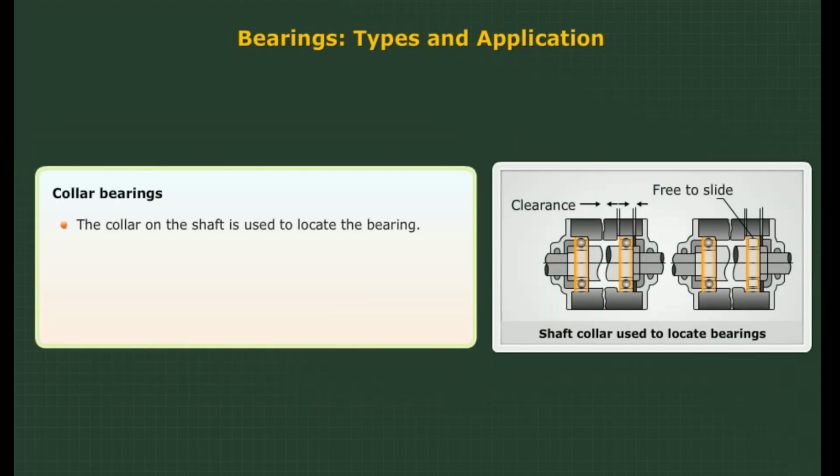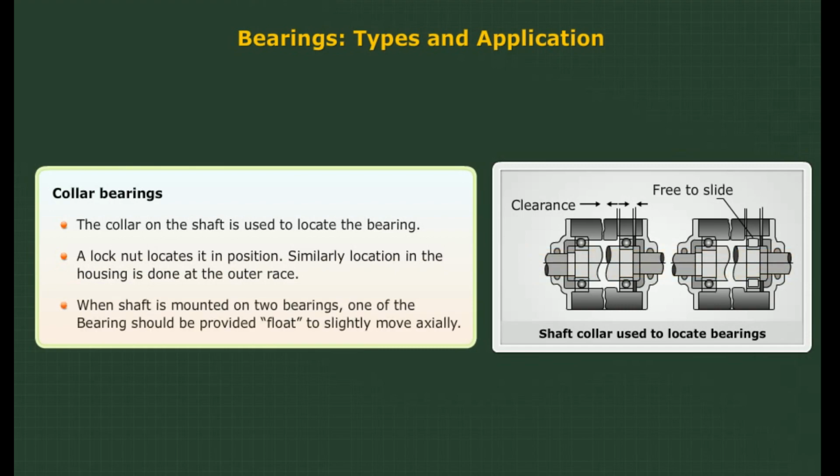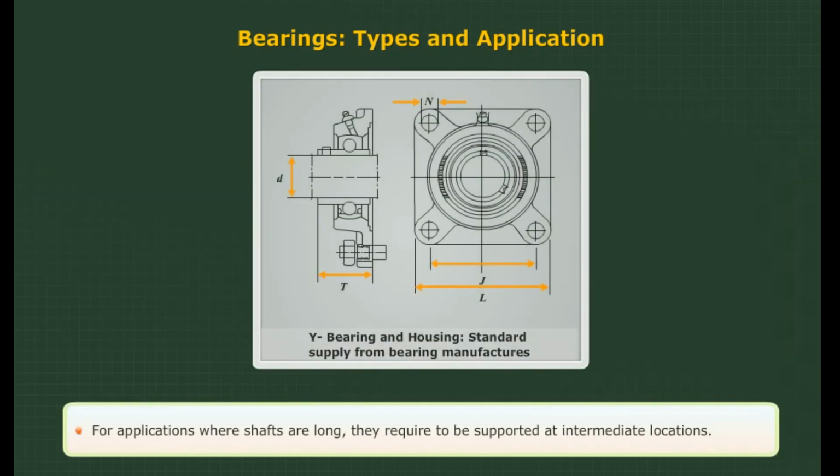Collar bearings. The collar on the shaft is used to locate the bearing. Usually, a lock nut locates it in position. Similarly, location in the housing is done at the outer race. When the shaft is mounted on two bearings, one of the bearings should be provided float to slightly move axially, as shown by the clearance indicated in the figure.